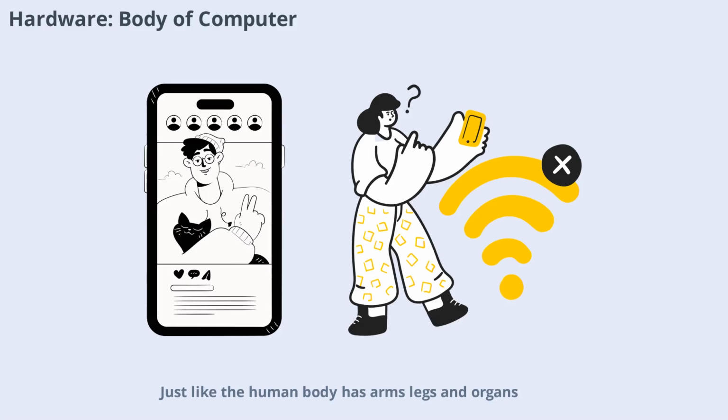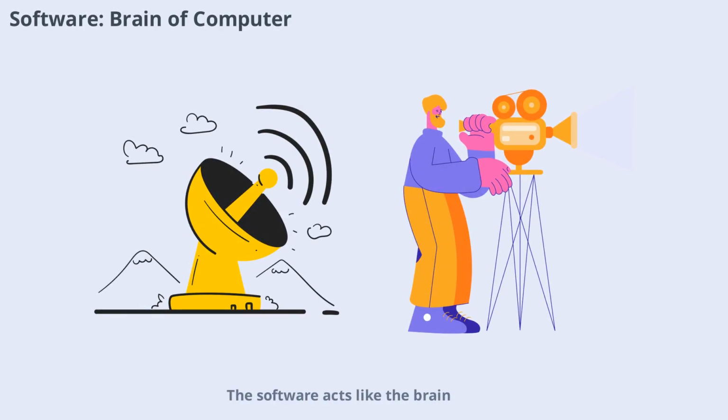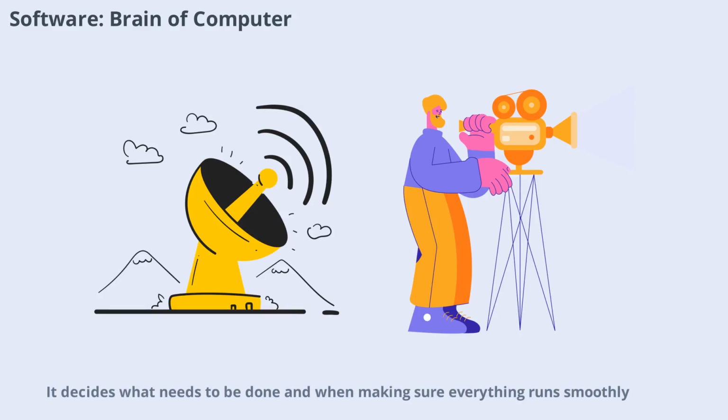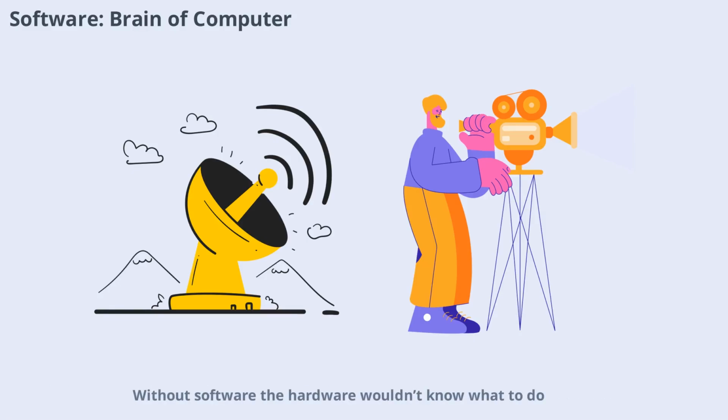Just like the human body has arms, legs, and organs, a computer has hardware components like the monitor, keyboard, and CPU. These parts work together to perform tasks, just as your body parts work together to help you move, see, and interact with the world. The software acts like the brain, sending signals and instructions to the hardware. It decides what needs to be done and when, making sure everything runs smoothly. Without software, the hardware wouldn't know what to do, just like a body without a brain.